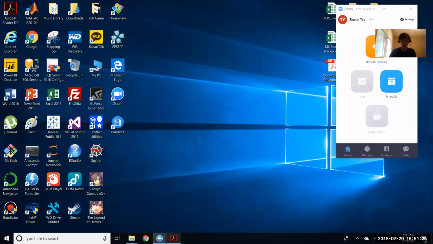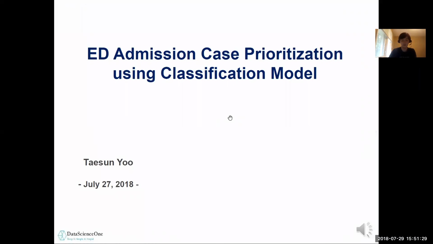So let's get started. Before I do that, let me just quickly share my screen. Okay. All right, so today's project podcast will be focused on ED admission case prioritization using a classification model.